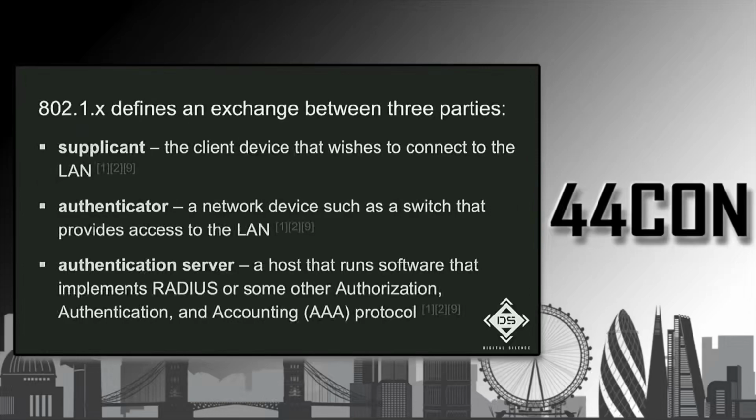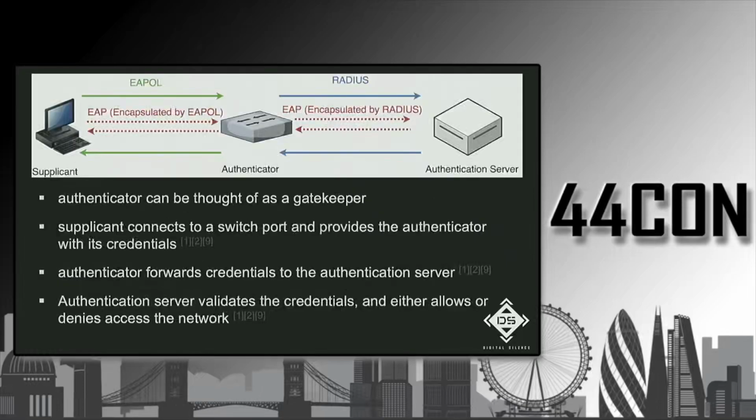It defines an exchange between three parties. The supplicant, which is the client device that you're connecting to the network; the authenticator, which is a network device such as a switch that's providing access to the network; and you also have the authentication server, which is a host that's running AAA software such as Radius that is going to make authentication decisions, what can and cannot access the network. And that's usually sitting deeper inside the network, but communicates with the authenticator.